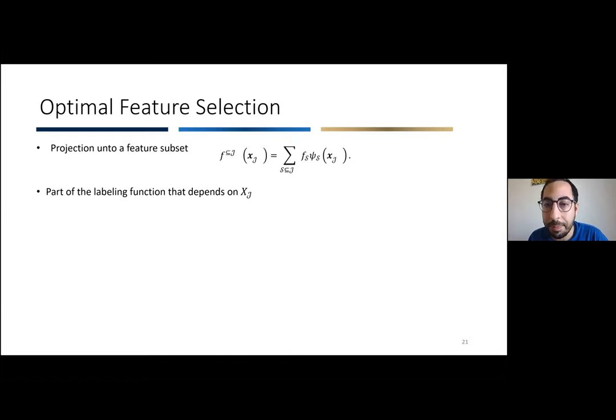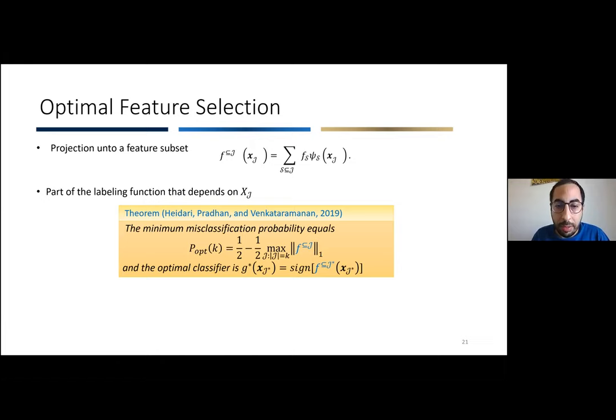So if I take J to be the whole set 1 to D, then I get the whole labeling function. Then with this definition, we have this result, which basically means that in the ideal setting, the optimal classifier and optimal loss for the parameter k is expressed as this optimization problem, where the maximization is taken over all feature subsets of size k. And the objective function is the norm one of this projection function.